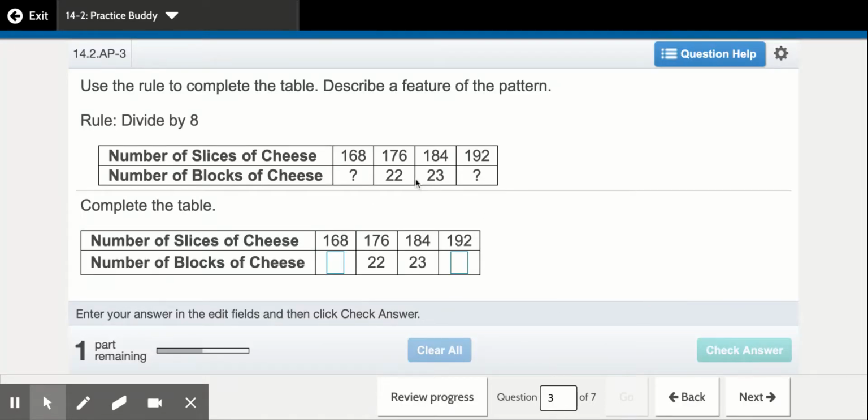Again, divide by 8. This time your numbers are larger. You need a paper and pencil to determine, or you might be able to see a different pattern happening.